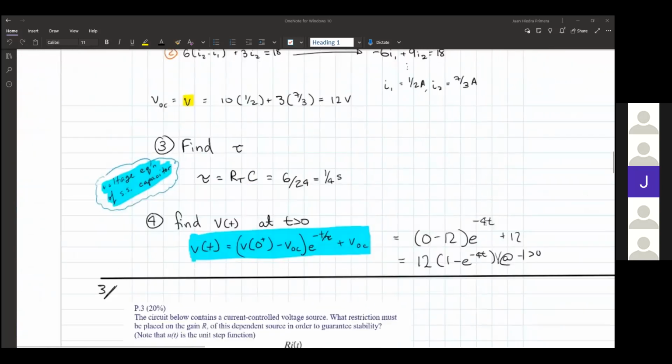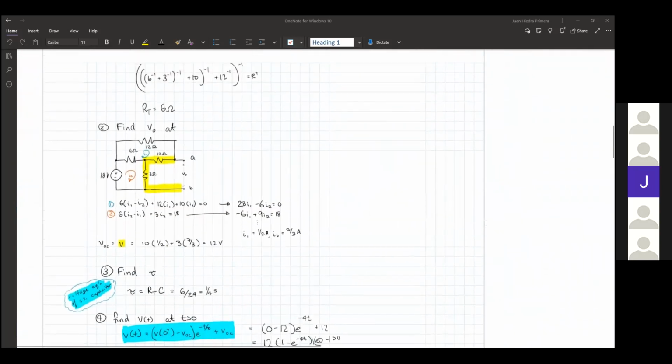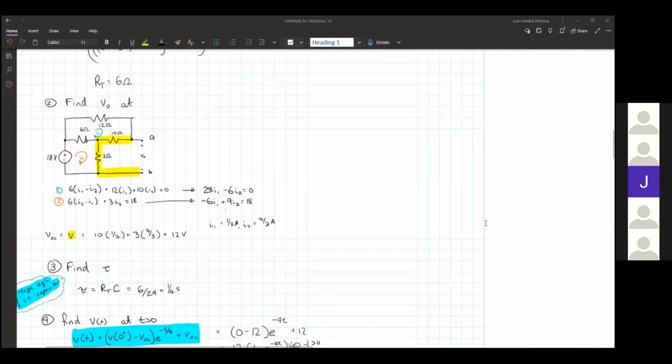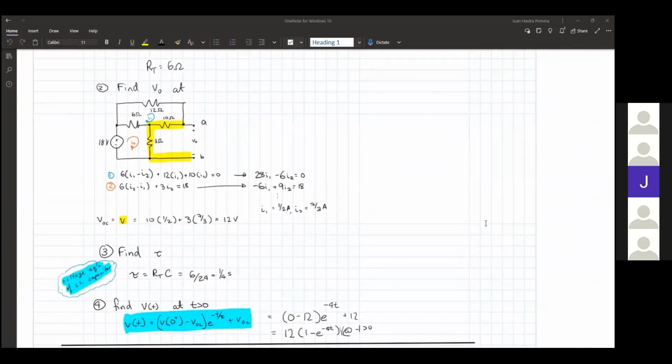Do we have any questions about this one? So a little bit so you guys can see the latter portion, because the early portion is pretty simple.